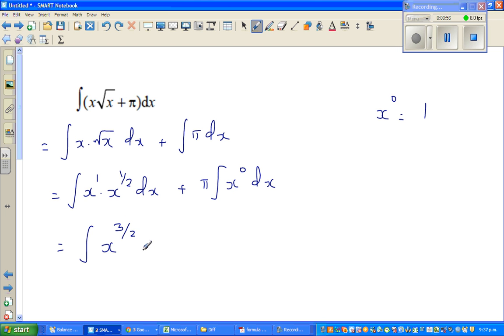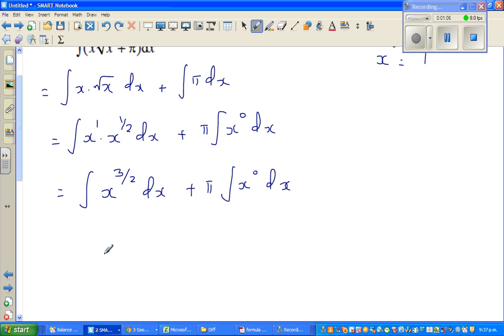So 3 halves dx plus pi times, I'm doing more steps so that each one of you can understand what integration is. So using the power rule, when integrating a power, you increase this by 1 and divide by the same power. So 3 halves plus 1 is 3 halves plus 2 halves, which is 5 halves. So x to the power 5 halves over 5 halves plus pi x to the power, increasing this by 1, 1 over 1 plus c.